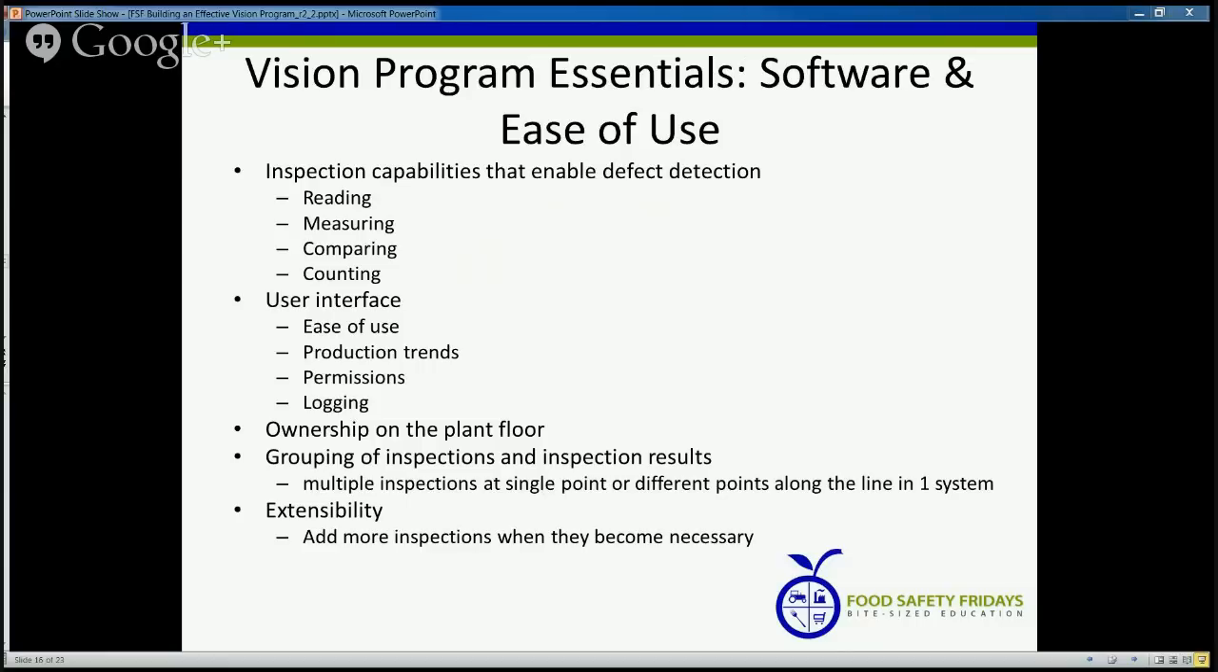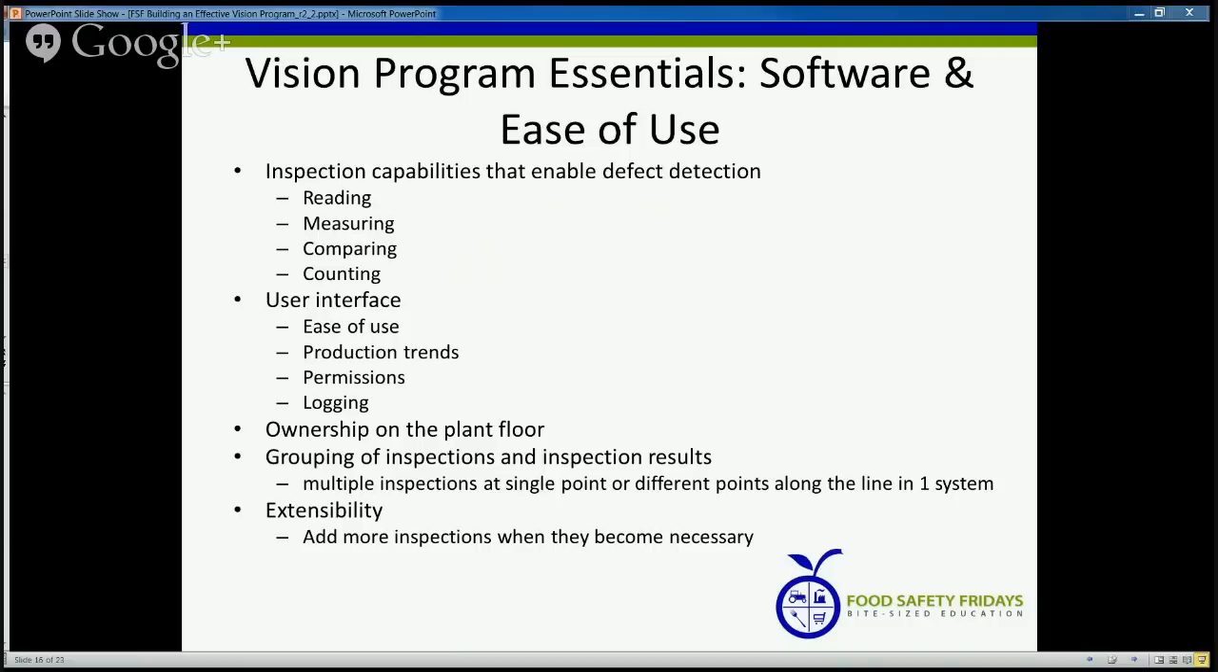Talk about ownership a little bit. The vision system shouldn't be something that's scary to operators. It should be considered something that helps them do their job better, and ultimately the job is to get the good product out the door and prevent bad product from getting to consumers.